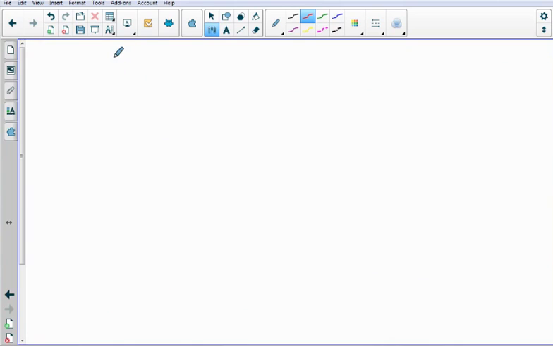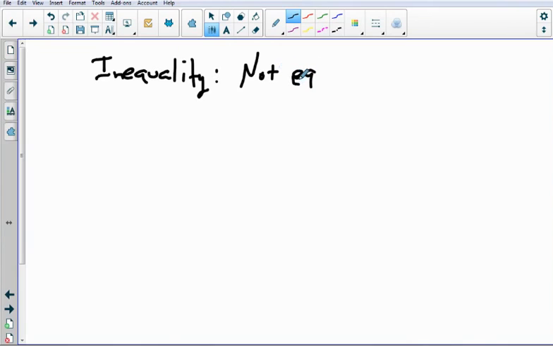First of all, we need to say, okay, what exactly is an inequality? So we need to look at those first. Inequality. All that means is not equal to, or not only equal to. Not equal to. Okay? Now, it's not good grammar, but you get the idea. So an inequality is not equal to.